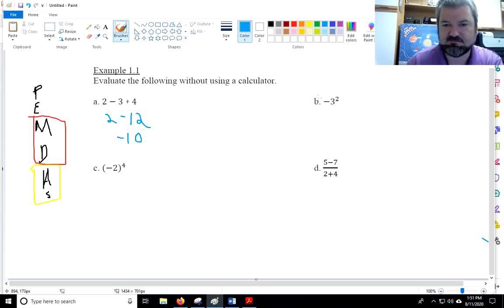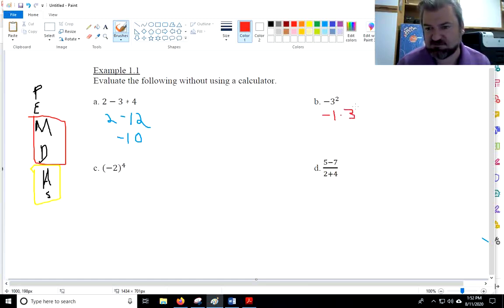All right, let's take a look at B. Now, you may think that this is 9, but the answer is not 9. Let's take a look at why. Exponents are only applied to what is immediately in front of it, not the negative sign. This is actually the same thing as -1 times 3 squared. So we need to keep in mind that a minus sign is really a -1 times something. So this is the problem. 3 squared is 9, and then we still had that negative out in front.